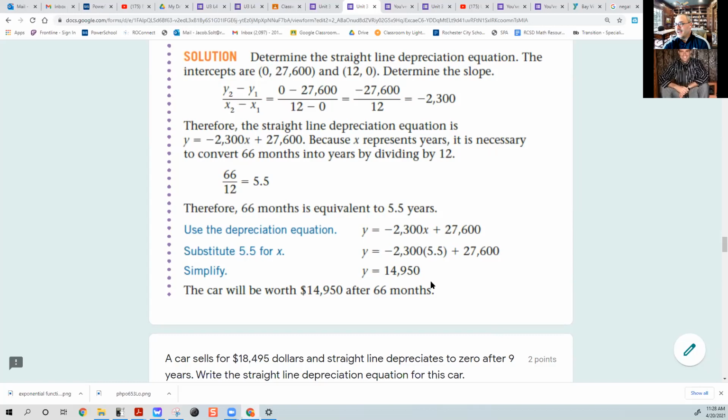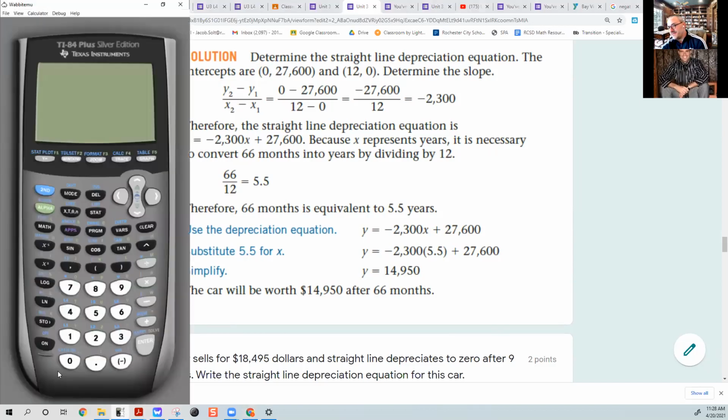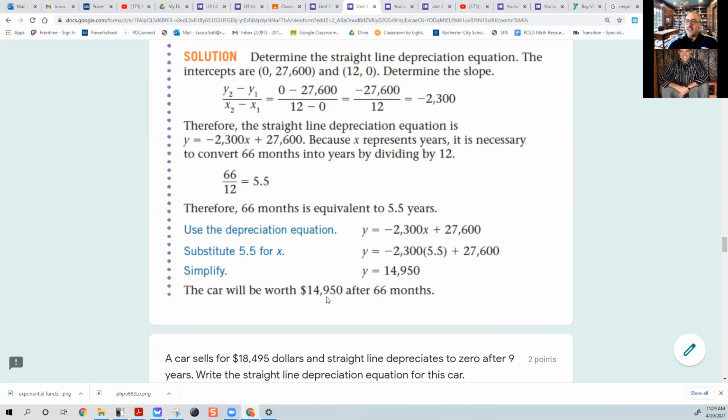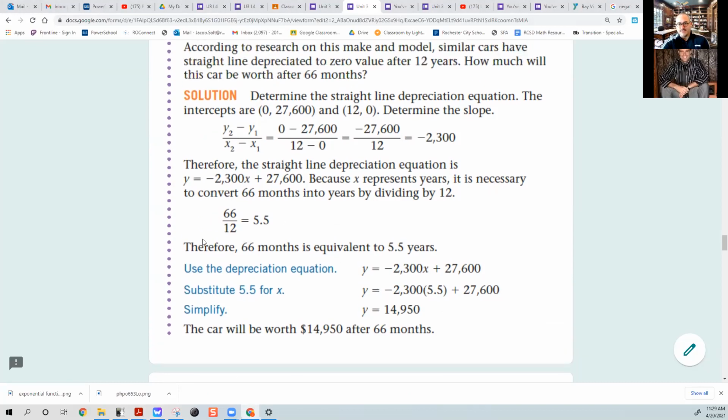All right, so they ran the calculation, but sometimes seeing is believing. So let's just run this calculation on our calculators. Negative 2,300 times 5.5 plus 27,600 indeed is $14,950. The car will be worth $14,950 after 66 months.